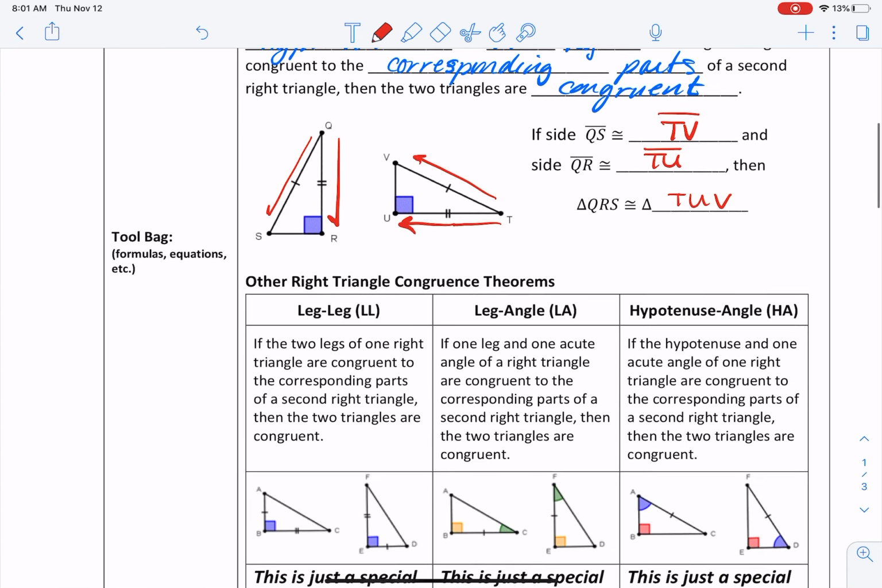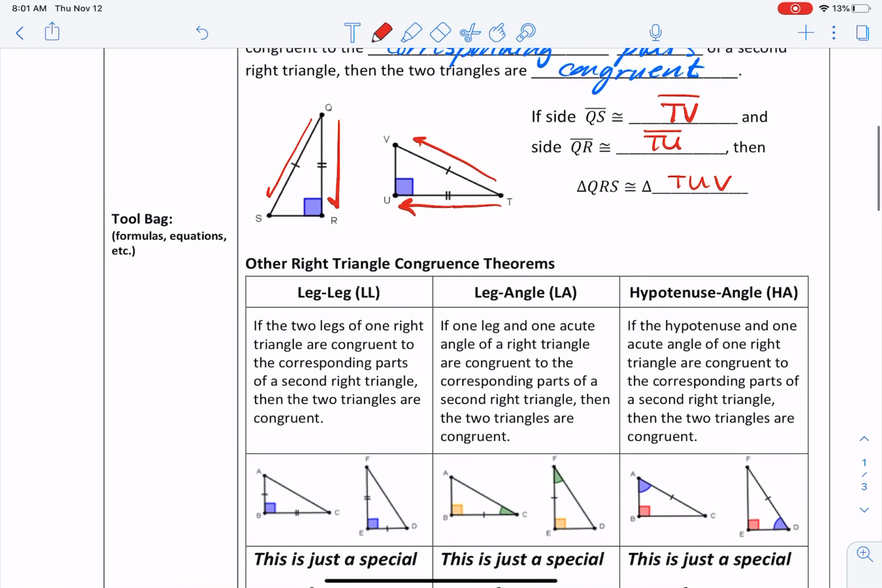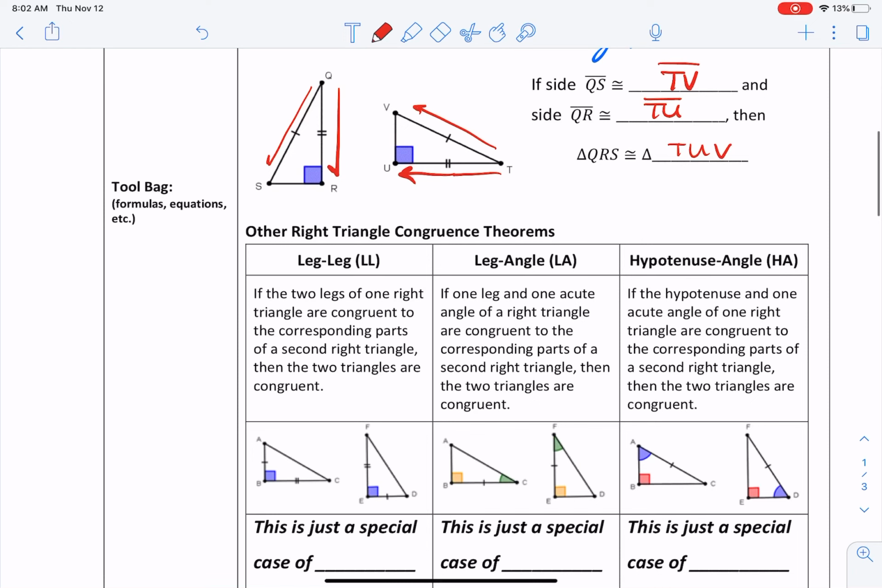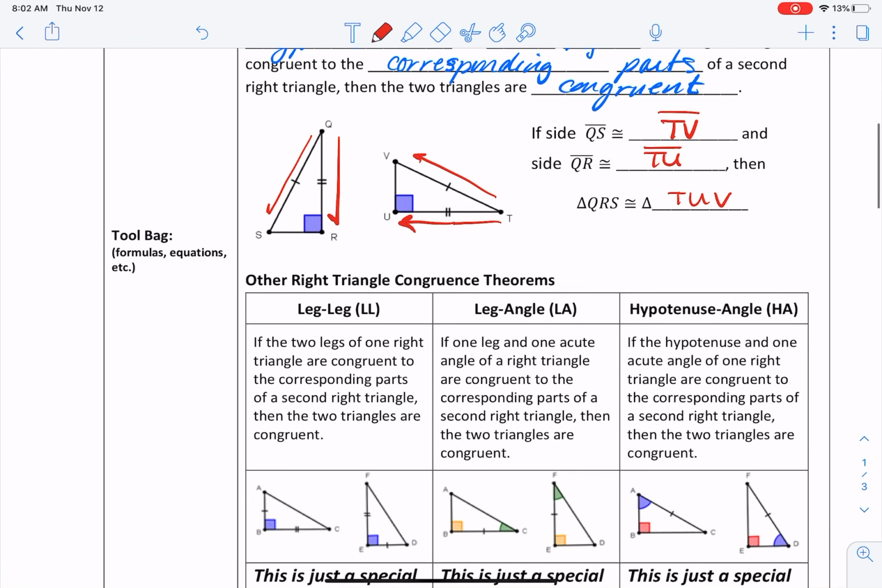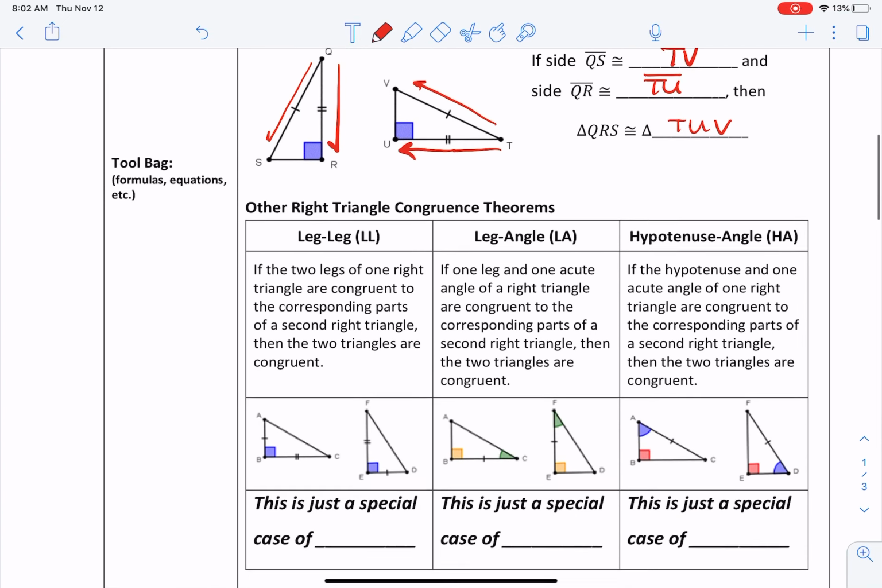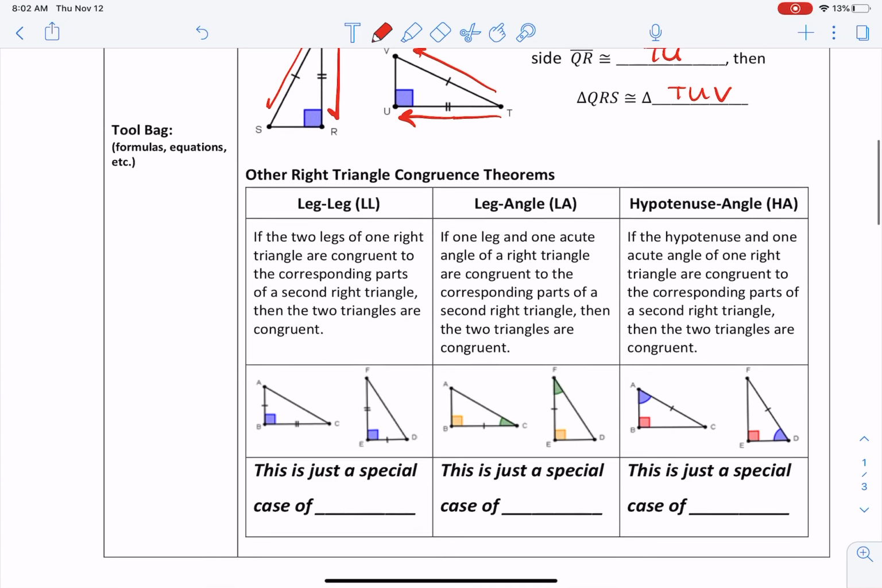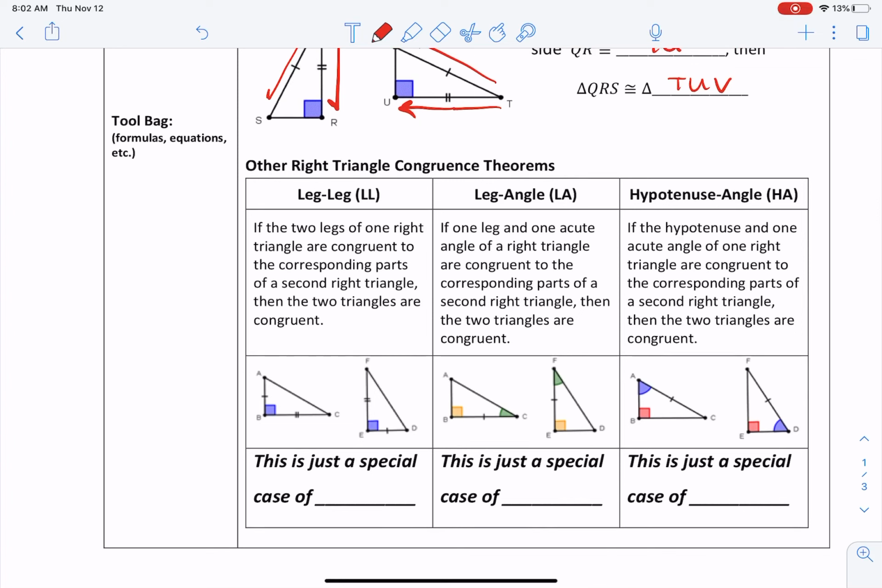There are other right triangle congruence theorems that you might see on the ACT, but they are just special cases of the other four postulates that we talked about: side, side, side, side, angle, side. So we're going to look at those just as a reference, but you can still use one of the original three-letter combinations. So leg, leg, remember the legs are the opposite. But if you look at this, this is just side, angle, side.